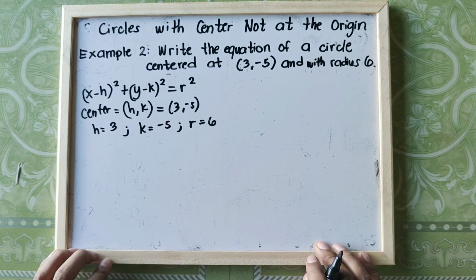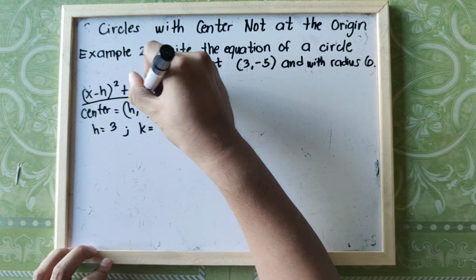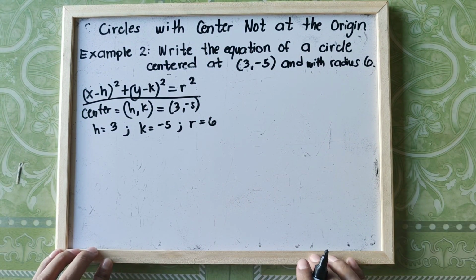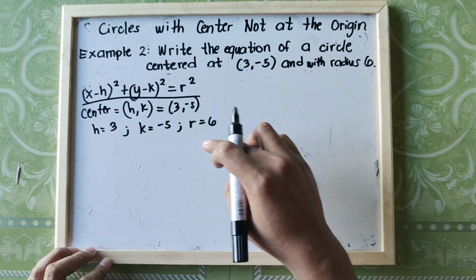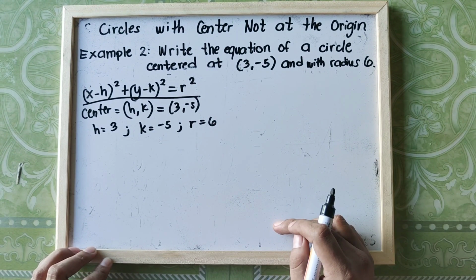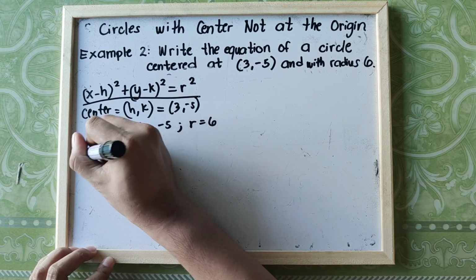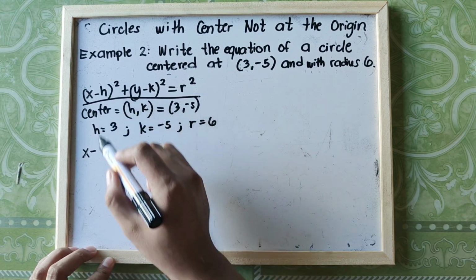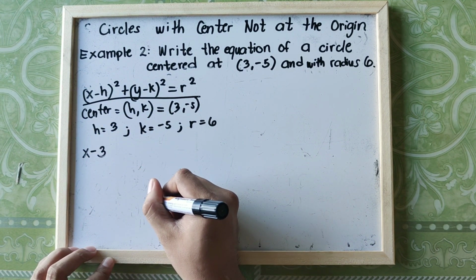Alright. So, what we will do next is substitute the given values to the equation. And now remember, class, in simplifying the equation, do not change anything from the equation. Simply substitute the given values to the equation. Do not change anything. So, let's go. Let's substitute the given values. So, x, copy the minus sign. What is our h? Our h is 3. So, substitute the value of h to 3.